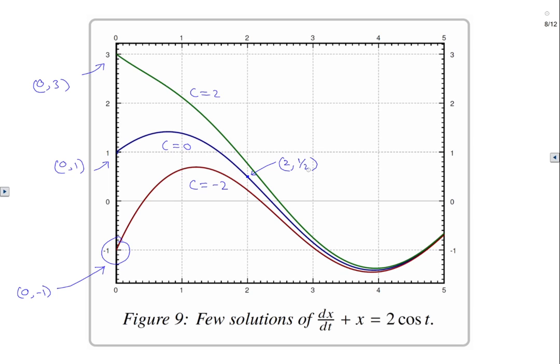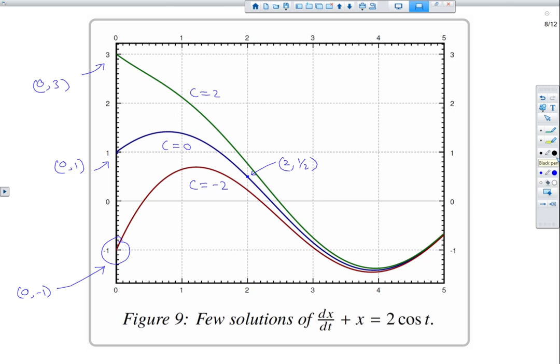Let's do one more example just to see more about this. How about this example? I thought it's clear. These are what we call particular solutions. So we have here 3 particular solutions of the differential equation.